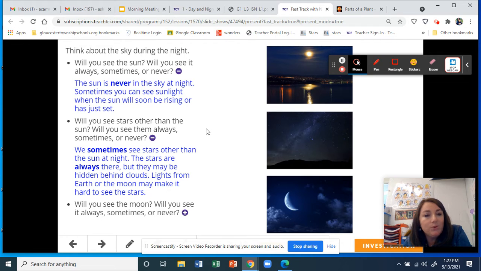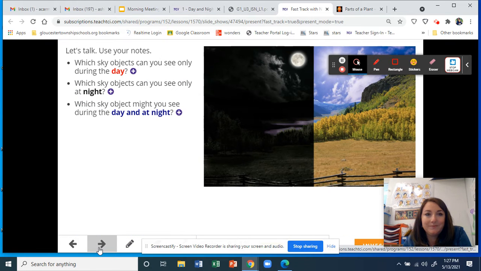Will you see the moon? Will you see it always, sometimes, or never? We sometimes see the moon at night. We may see parts of it, all of it, or some of it. Let's talk. Use your notes.